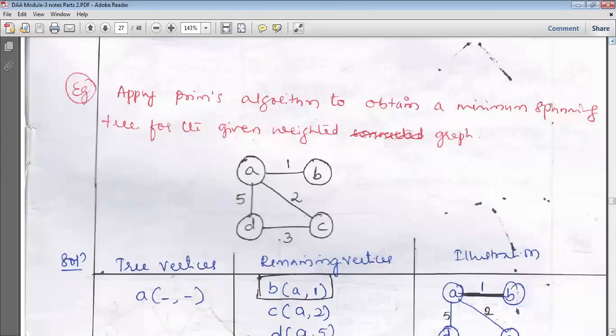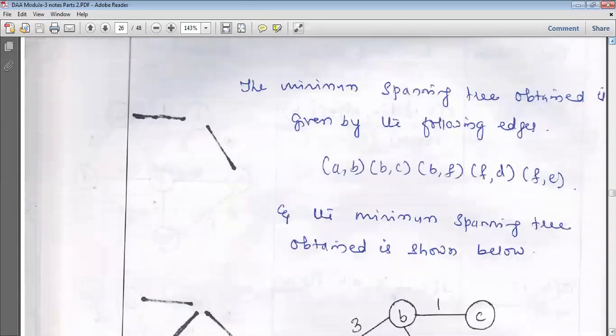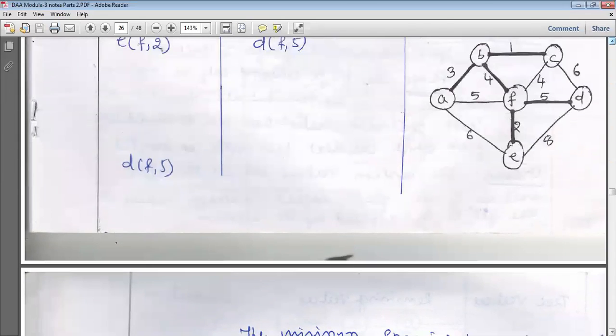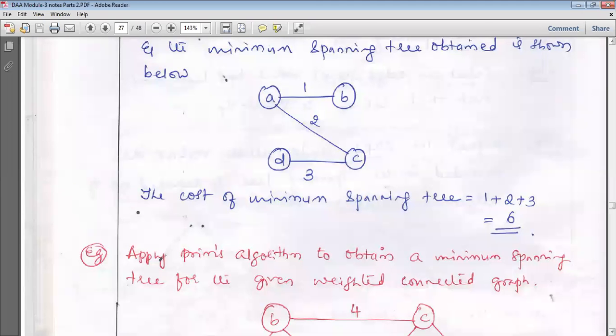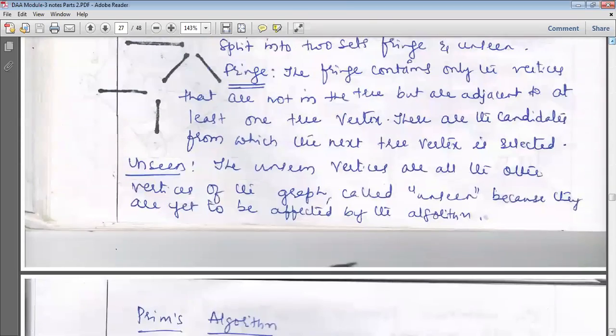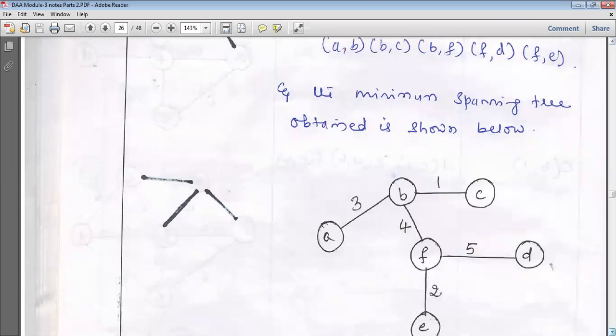So here you can see the minimum spanning tree is given by A B, B C, B F, F D, F E, and the spanning tree obtained is shown below. This is the spanning tree what we are going to get.